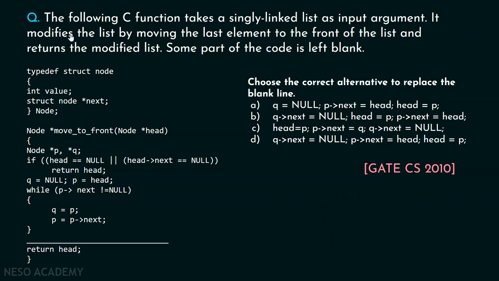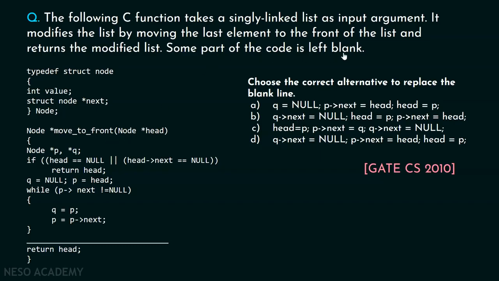Okay. It modifies the list by moving the last element to the front of the list and returns the modified list. What this function does, it moves the last element to the front of the list. Now this is interesting, that is why the name is given, move to front. It moves the last element to the front of the list and returns the modified list.